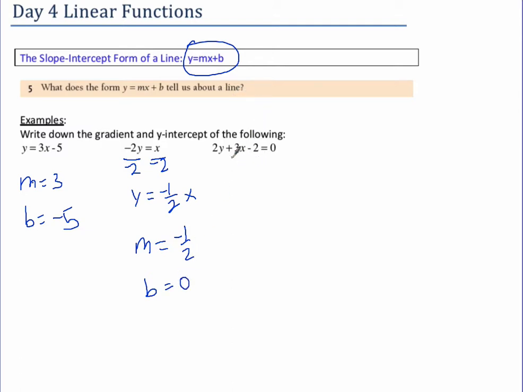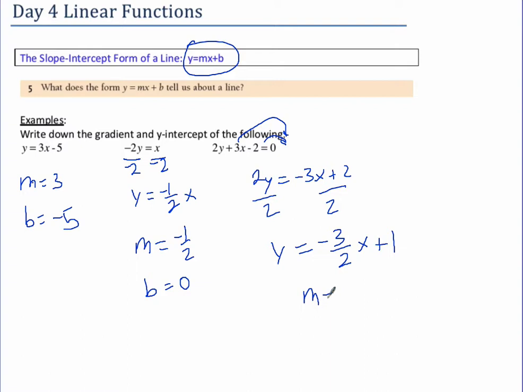And in the third one, we're going to rearrange it into slope-intercept form by bringing these terms to the other side of the equation first, and then by dividing by 2. So we have y equals negative 3 over 2x plus 1. So the slope equals negative 3 over 2, and the y-intercept equals 1.